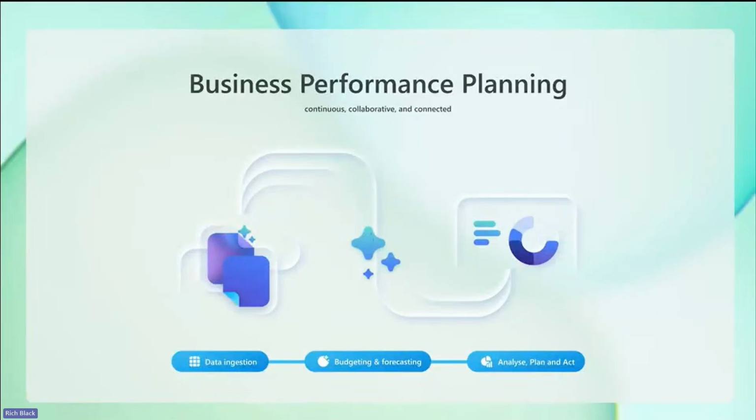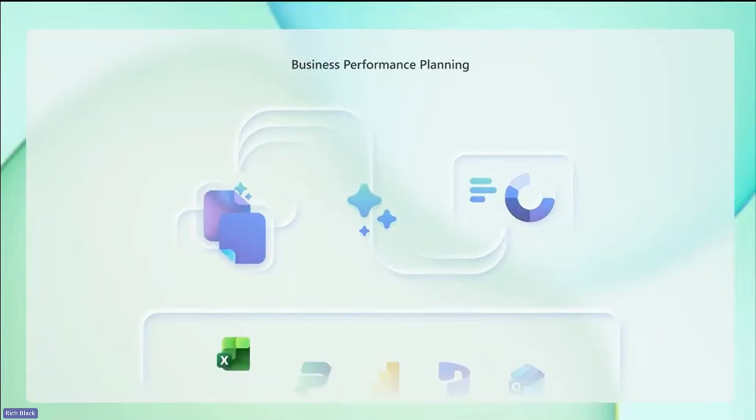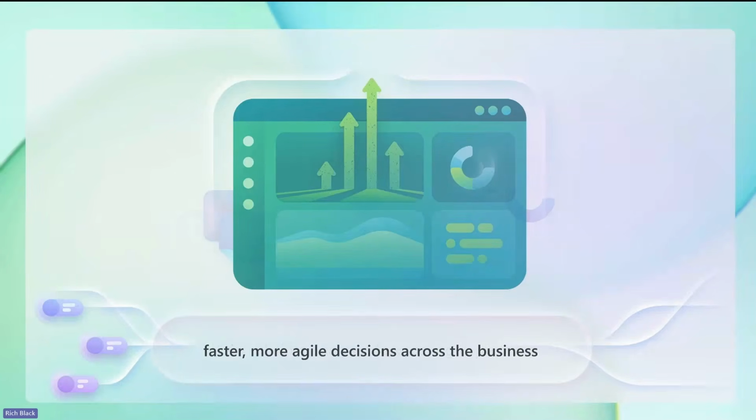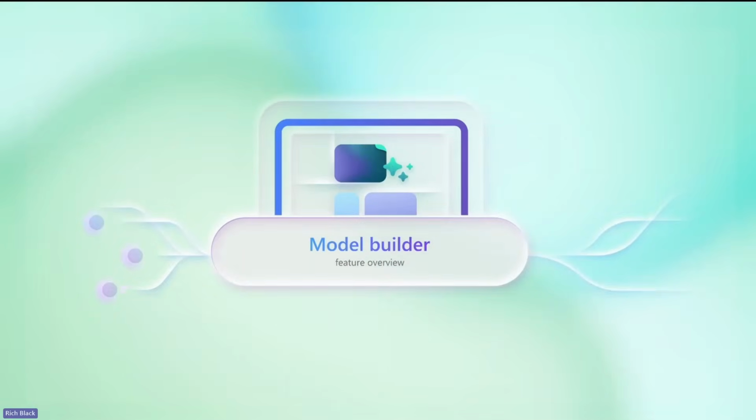With Business Performance Planning in Dynamics 365, we are making planning continuous, collaborative, and connected by bringing together Excel, Power Platform, Power BI, and the full Microsoft ecosystem, creating a unified experience. With Dynamics 365 and the Power Platform, BPP provides near real-time visibility into how plans, forecasts, and operations impact performance. This enables faster, more agile decisions across the business. Let's see what this looks like in action.